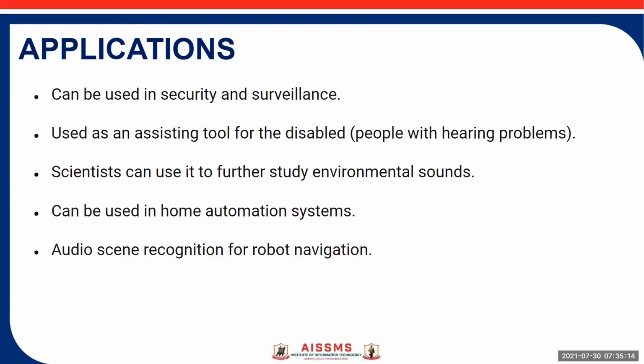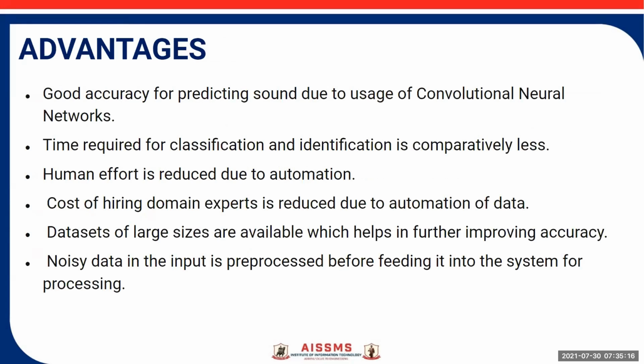Advantages of this system are good accuracy for predicting sound due to the usage of CNN. Why do we use CNN? Because we all know that CNN, convolutional neural network, works best with image data. So why not harness this power of it for predicting image data with sound? So that's why we converted sounds into images basically, and then use CNN to predict them.